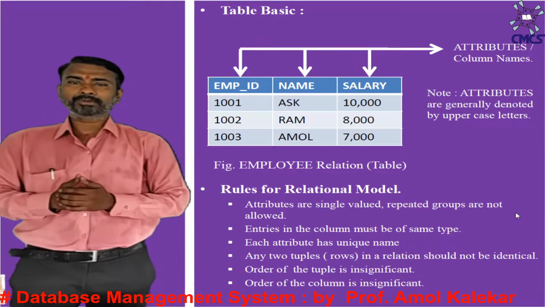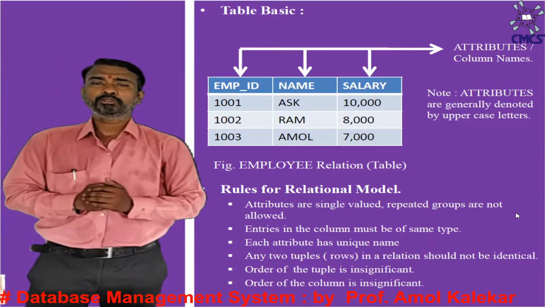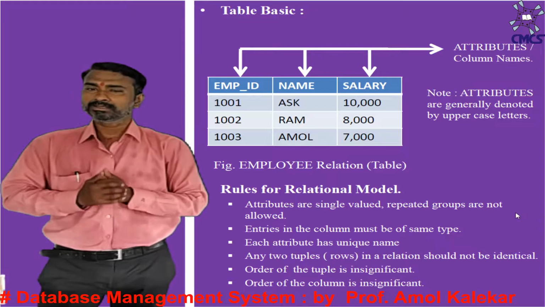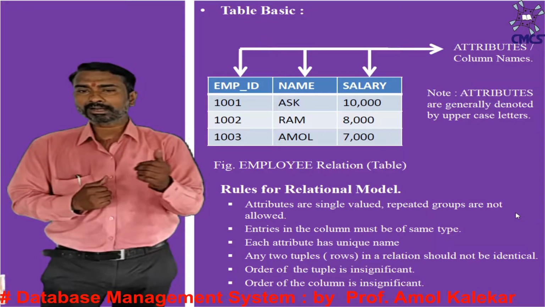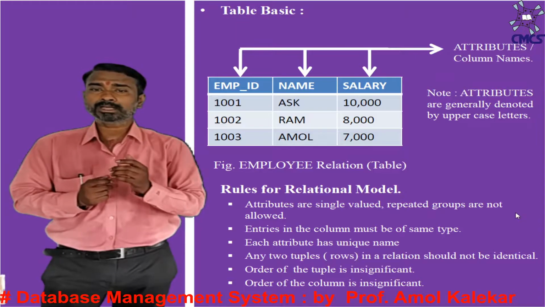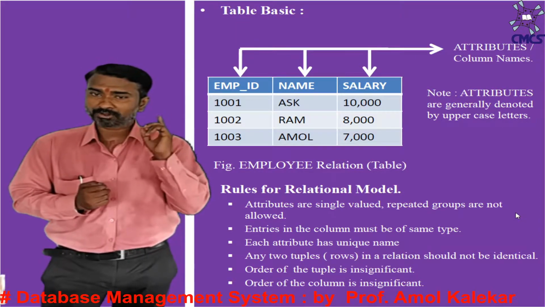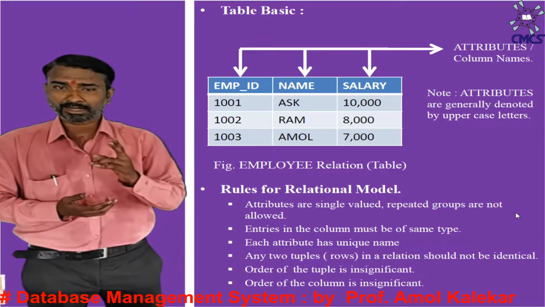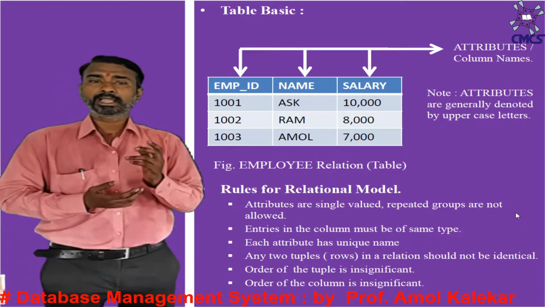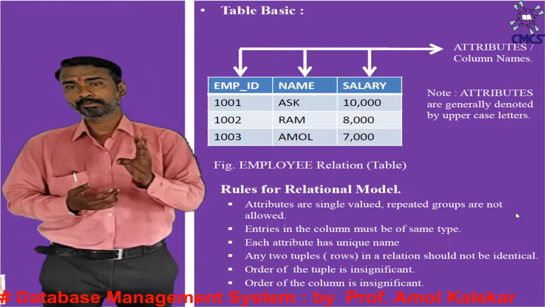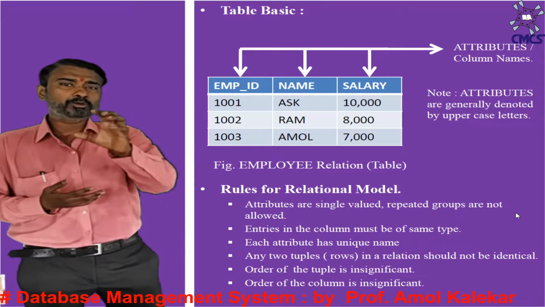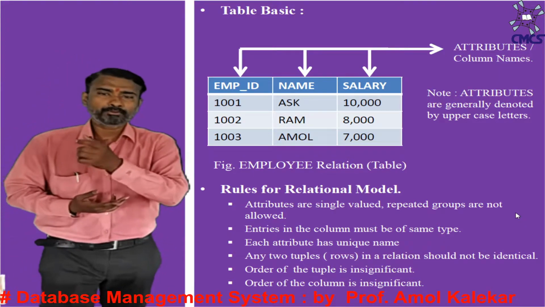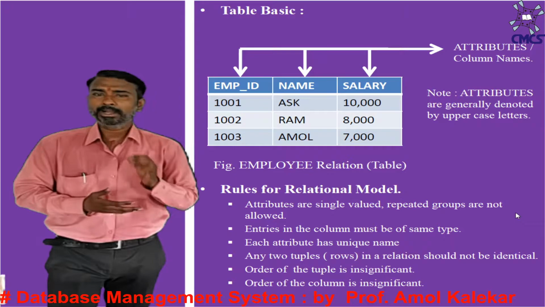For example, we have taken one example of an employee table where you are having three attributes. First one is the employee ID, second one is name, and third one is salary. And again, we are having three tuples: 1001 ASC 10,000, it is our first tuple. Second one is 1002 RAM 8,000, it is the second tuple. And 1003 Amul 7,000, it is our third tuple. So when we are populating the domain compatible values for the respective attribute of a given table, definitely you will obtain such underlying tuples.